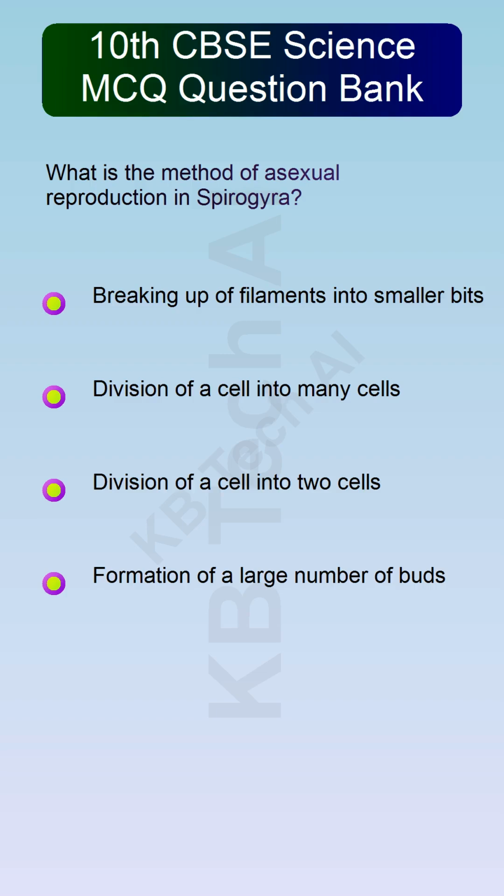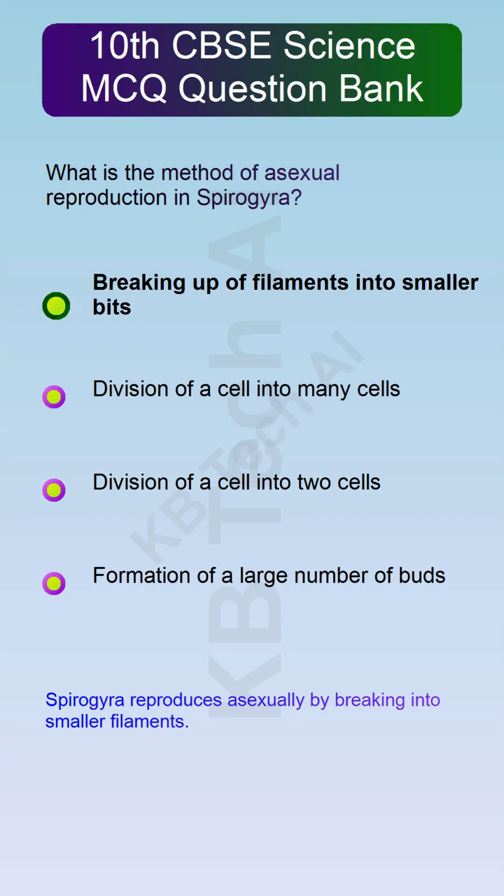What is the method of asexual reproduction in Spirogyra? Option 1, breaking up of filaments into smaller bits. Option 2, division of a cell into many cells. Option 3, division of a cell into 2 cells. Option 4, formation of a large number of buds. The answer is, option 1, breaking up of filaments into smaller bits.